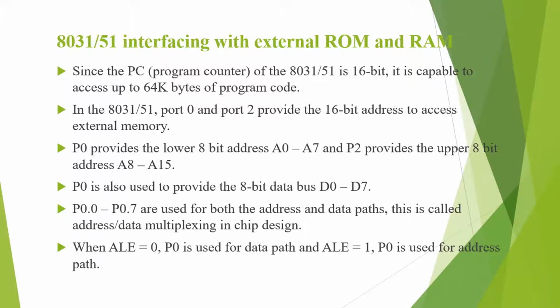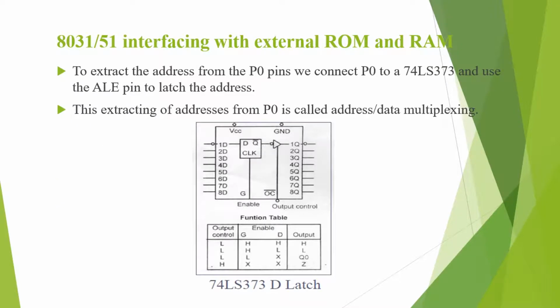So the address latch enable pin, ALE, will be 0 when port 0 is used as data bus, and the ALE pin will be 1 when port 0 is used as address bus. To extract the address from the port 0 pins, we connect port 0 to a 74LS373 D latch and use the ALE pin to latch the address.